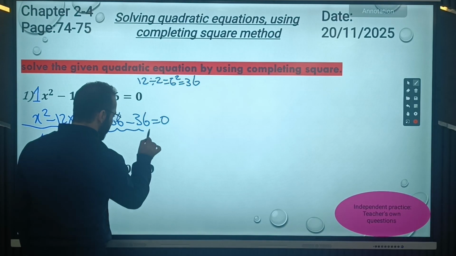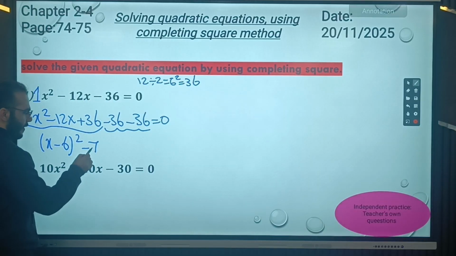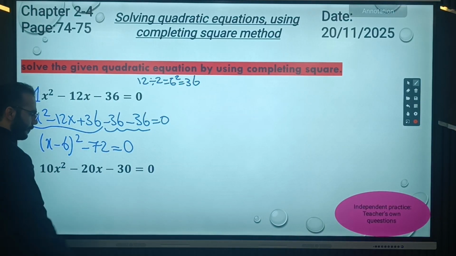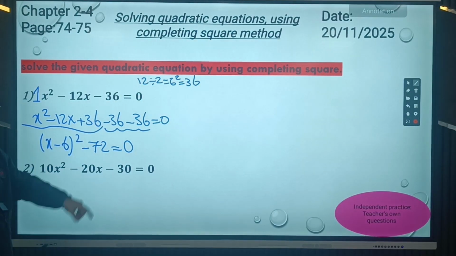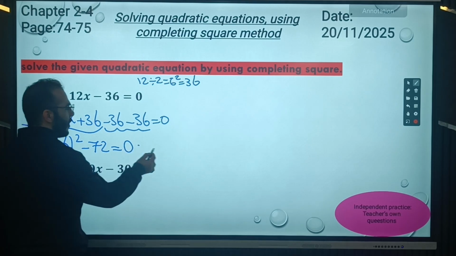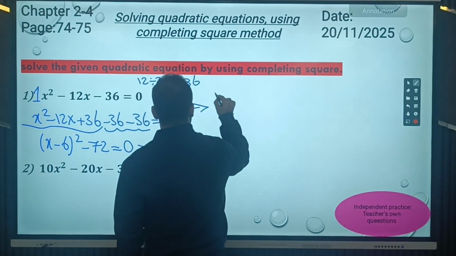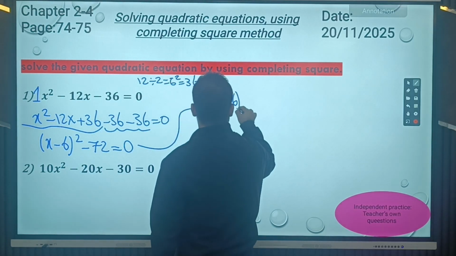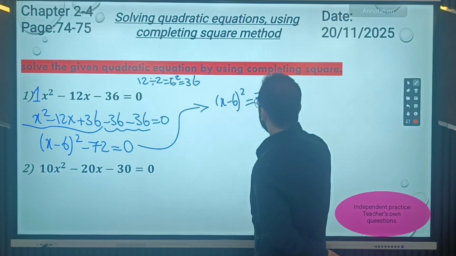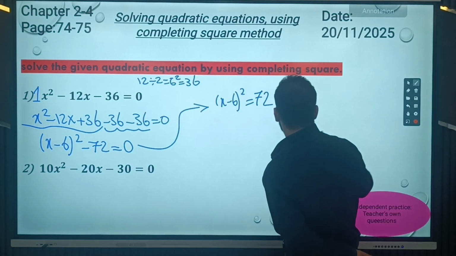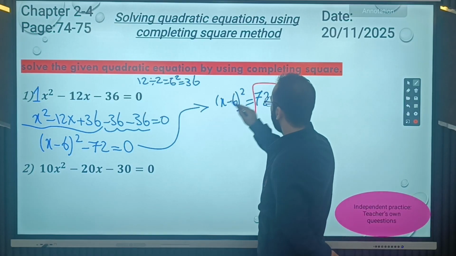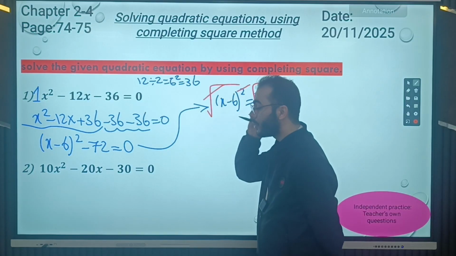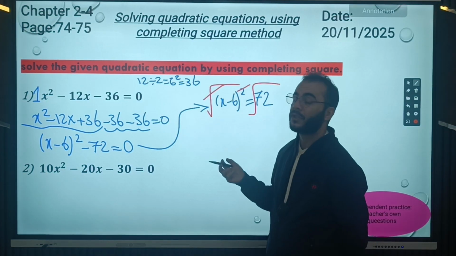Now, -36 - 36, I'm pretty sure you know that it's equal to -72, equals 0. Since both of them are negative, add them, but still keep the sign. Don't say 0. So move this 72 to the other side. Let's see what we are going to get. (x - 6)² = 72. So we need to take the square root of both sides. These two are going to kill each other because they are inverse operations.